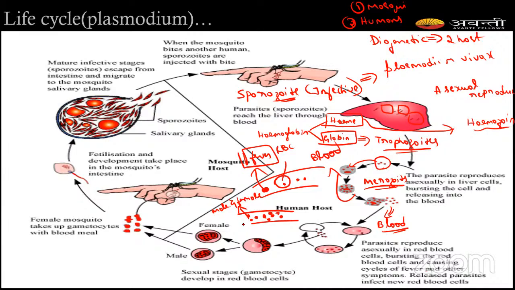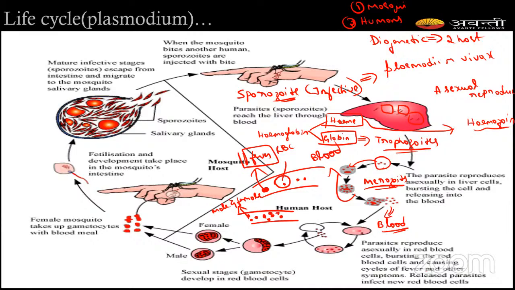Now what will happen? So see here, the male and female gametes are there, right? So now what will happen? This male and female gamete will move to the superficial blood vessels on the skin. Okay, superficial blood vessels on the skin. So now what will happen? Whenever the mosquito bites that malarial infected person, that mosquito is going to take that blood along with the female and the male gametes.